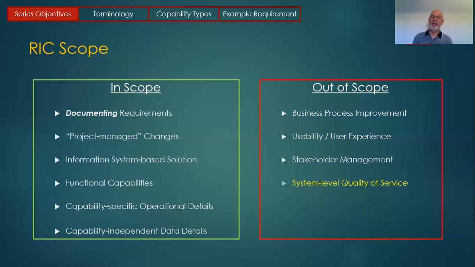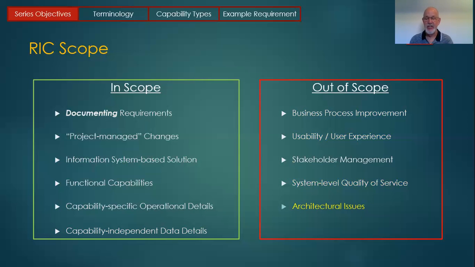System level quality of service. This is the new name for non-functional requirements. A system must be secure, it must be reliable, it must be user-friendly. Those are system-level quality of service issues. Okay, I said earlier, in scope will be capability-specific operational details. That's related to that, but we'll look at those at the individual level, not at the overall NFR level.